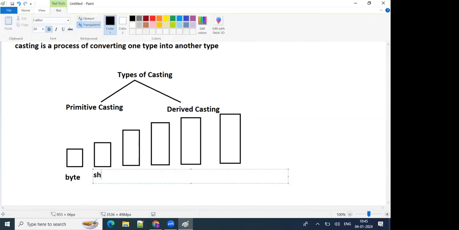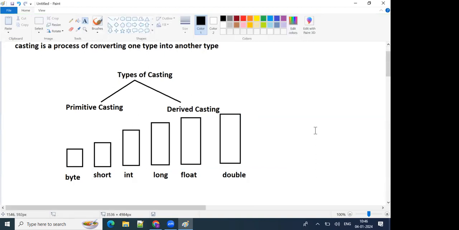Now I'll write the primitives: short, int, long, float, and double. So assume that byte stores 1 liter of water. Assume these are all water bottles: 1 liter, 2 liters, 3 liters, 4, 5, and 6.